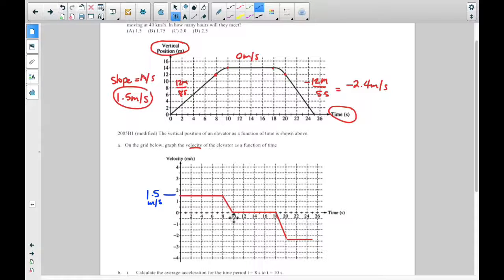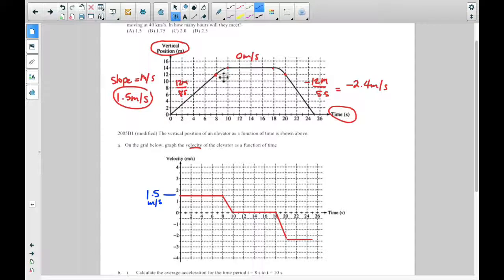Now, ignore this sloped part for just a minute, because the flat part on this graph goes from 10 to 18. So from 10 to 18, I have a flat line. The speed there is 0, so it's right there at the 0. Then the last part is negative 2.4 meters per second, so I went down to negative 2.4 meters per second. Notice I didn't go to negative 2.5. I was careful to stay above that line just so the grader knows that I know it's not negative 2.5, it's negative 2.4. Also notice it stops at 25 seconds, and so this graph also stops at 25 seconds.